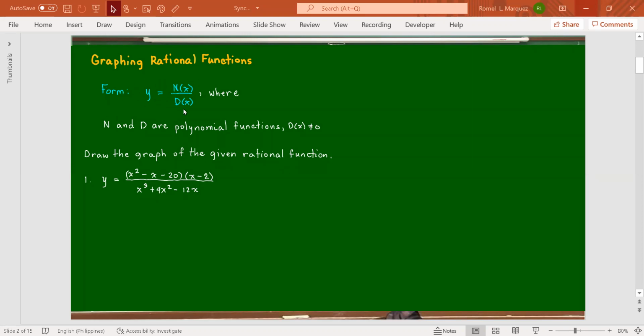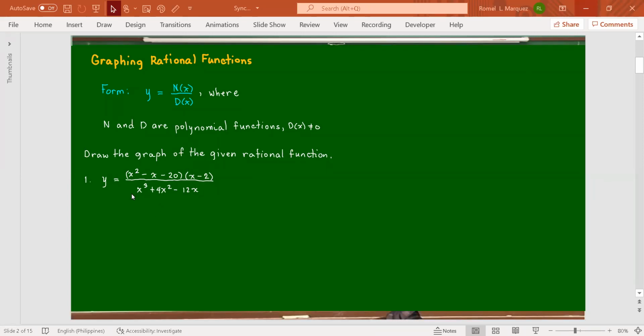A rational function takes the form y equals n of x over d of x, where n and d are polynomial functions. Both the numerator and denominator are polynomial functions. We assume that the denominator, of course, is not equal to 0. So we do not want the denominator to be equal to 0. Now, let's say you are asked to graph the following rational functions.